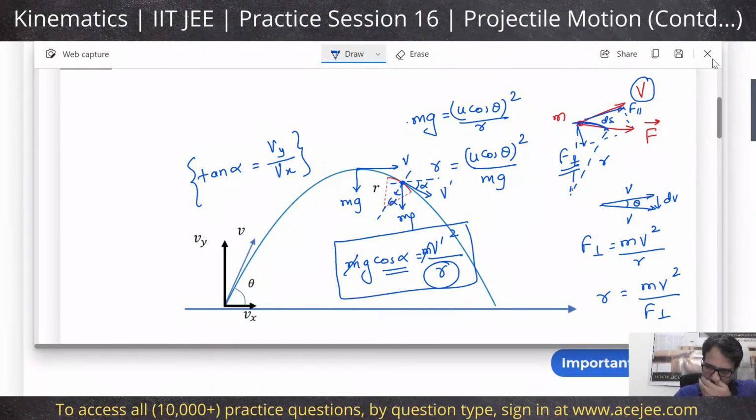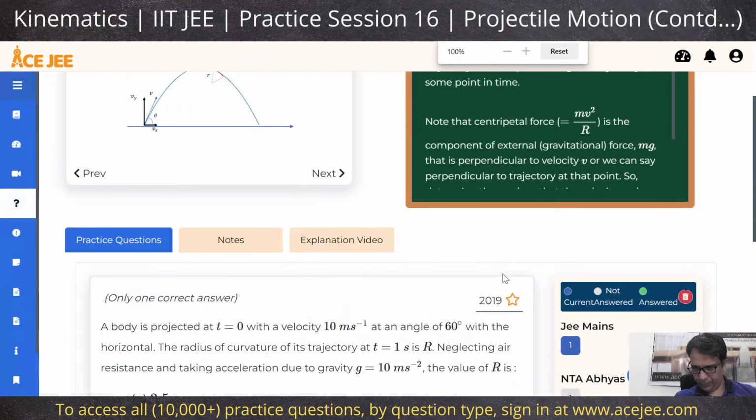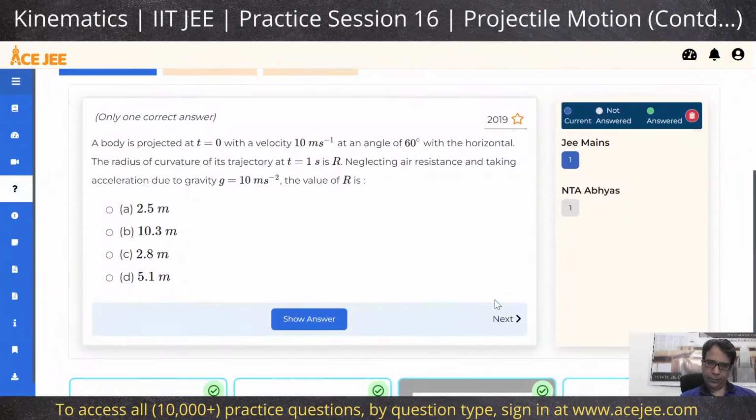Now let's go ahead and solve a problem or two. Yes, Peter, let's solve this one. Let me read through it. It says a body is projected at time t equals 0 with a velocity 10 meters per second at an angle of 60 degrees with the horizontal. The radius of curvature of its trajectory at t equals 1 second is r. Neglecting air resistance and taking acceleration due to gravity as 10 meters per second square, what is the value of r?